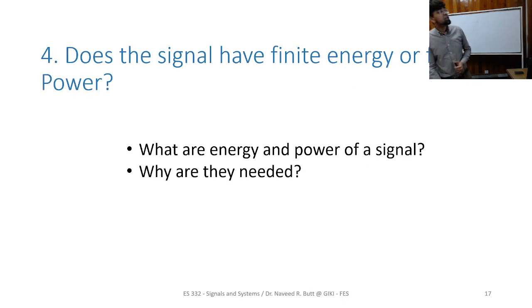Fifth one, ये नंबर गलत चल रहा है. Fifth, does the signal have finite energy or finite power? So let's see. Maybe we can stop after this one. I'll just explain it a little bit. Okay. We still have some time, but let's relax a bit.